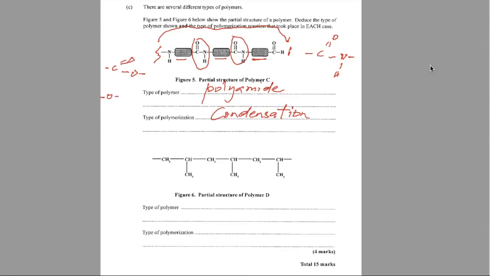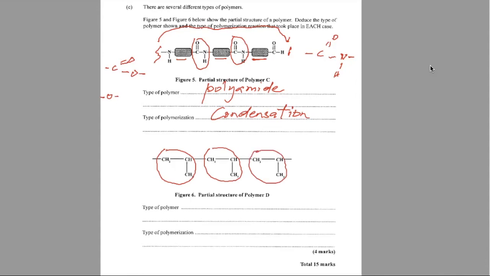All right, figure 6. Let's examine this partial structure. We are seeing a repeating pattern of CH2 and then a CH with a CH3. That's a repeating pattern.